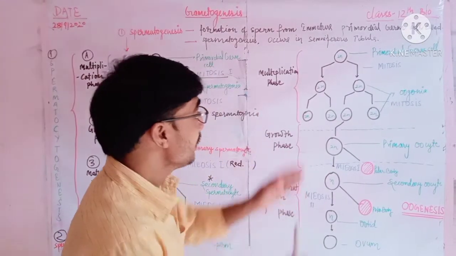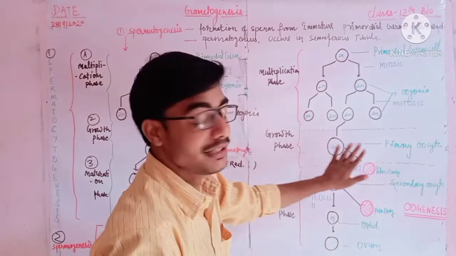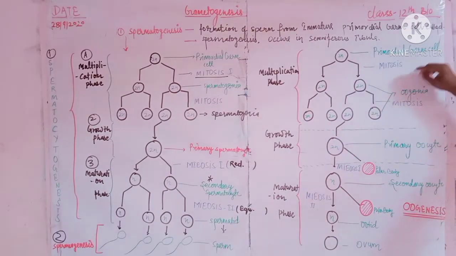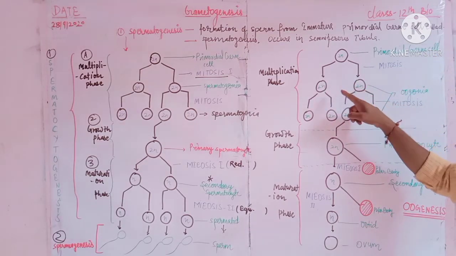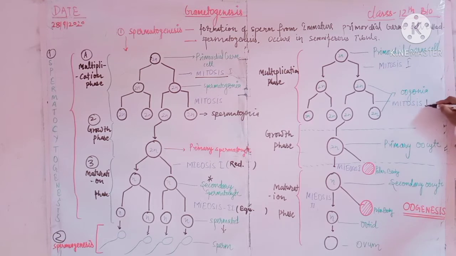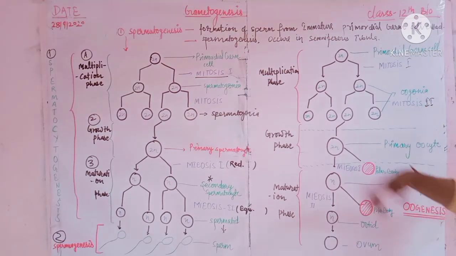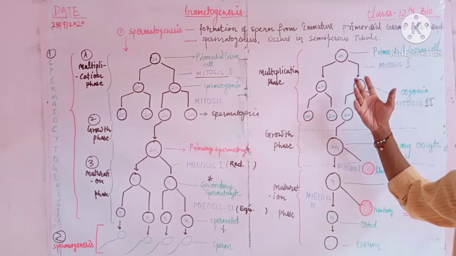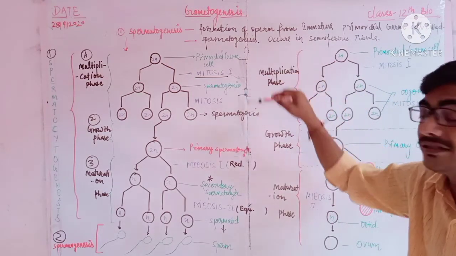So remember that the same process occurs in oogenesis. Here, look at what happens in oogenesis. The primordial germ cells undergo mitosis and form oogonia, first mitosis and then second mitosis, forming 4 oogonia. Here also only multiplication occurs, so it is called the multiplication phase.